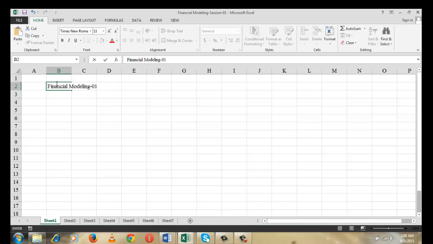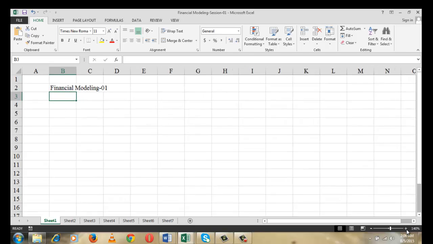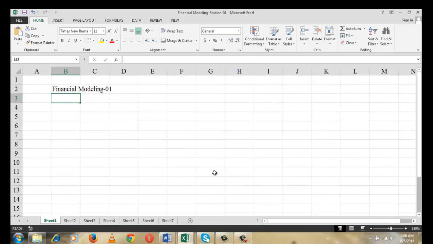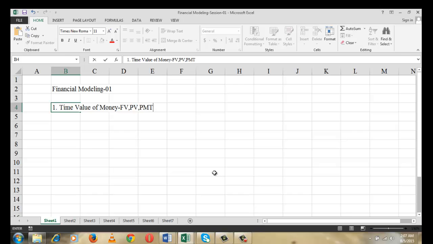This is the first session on financial modeling, and in this session I'm going to talk about topics like time value of money. In time value of money, we'll do the financial formulas related to FV, PV, PMT. We'll talk about NPV, IRR. We're going to talk about XNPV, then XIRR.